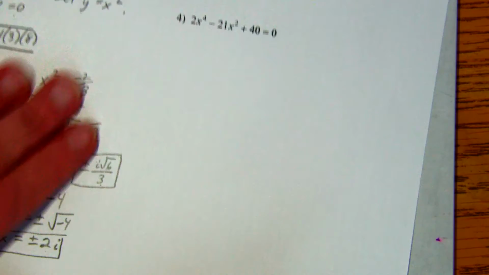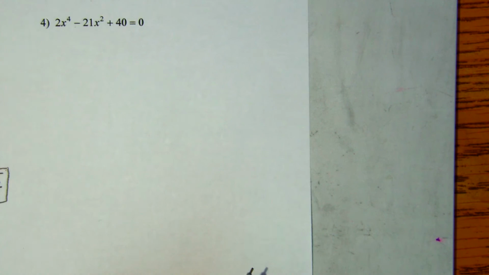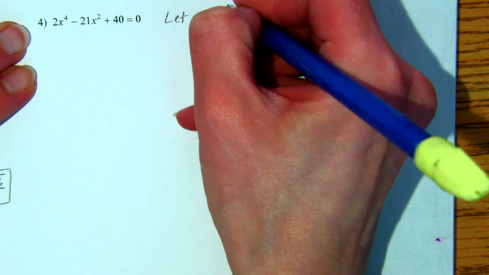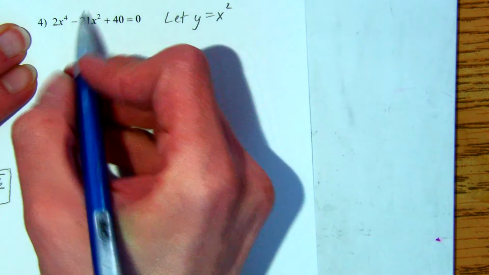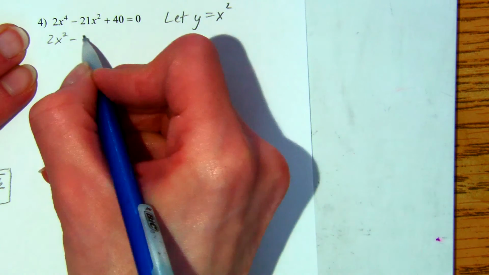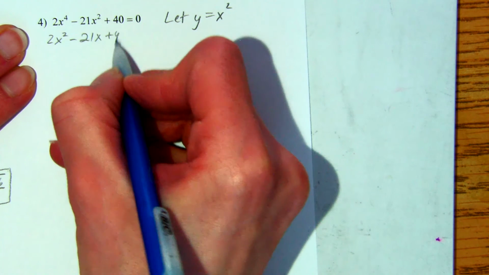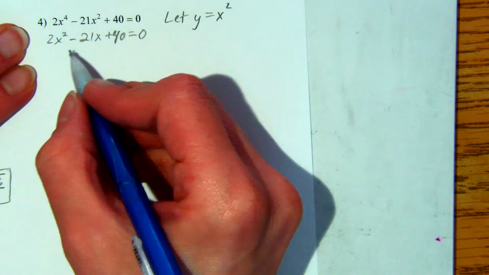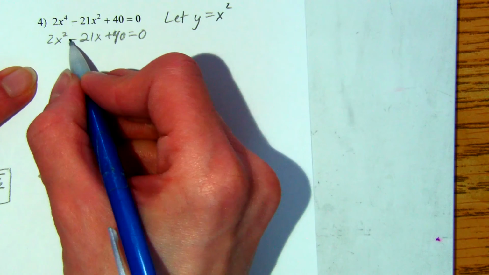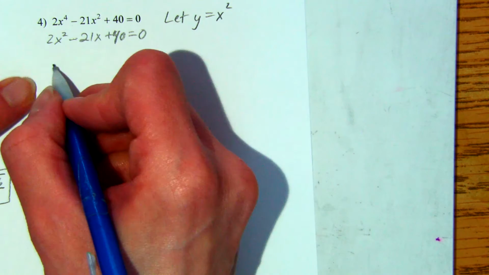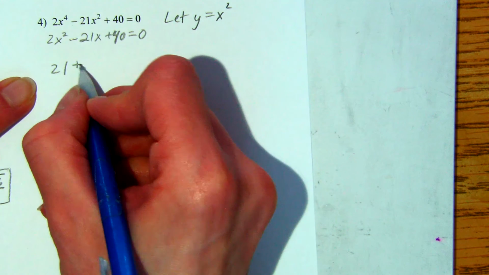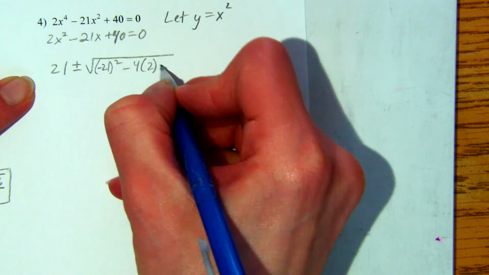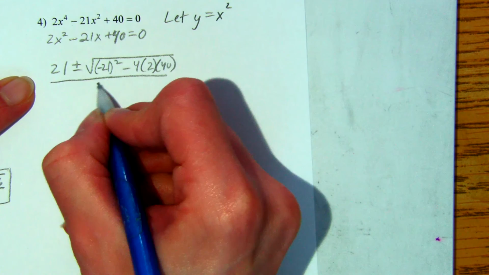Okay, let's do number 4. So we start by reminding ourselves that we're going to replace x squared with y, which means replacing x to the 4th with x squared. It just takes all the powers and basically divides them in half so that we can use the quadratic formula. So put it into the quadratic formula. If b is negative and I have negative b, then I have to use positive 21, plus or minus the square root of negative 21 squared minus 4 times 2 times 40, all over 2 times 2.